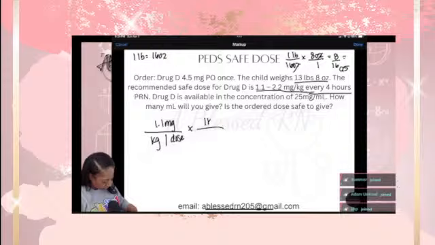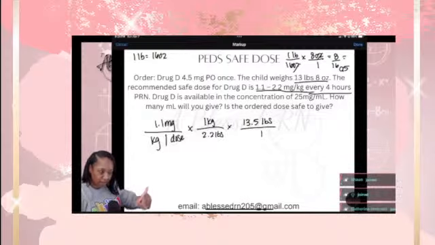So we'll do our 1 kg over 2.2 pounds, then 13.5 is your weight after you converted the ounces to pounds, okay? That's how you do that one.